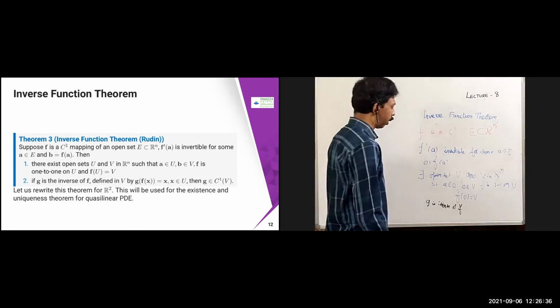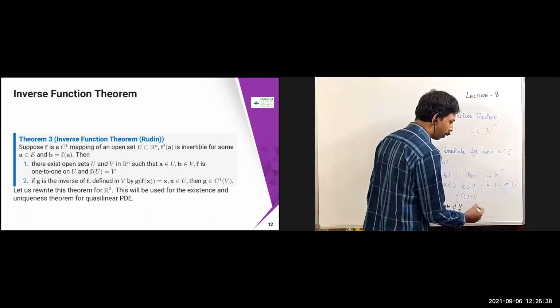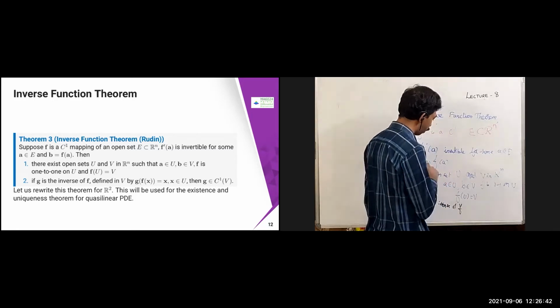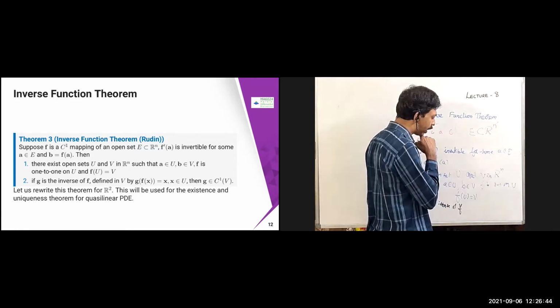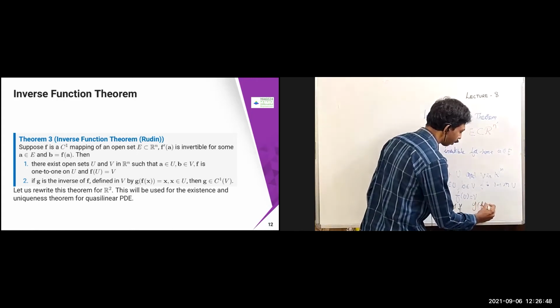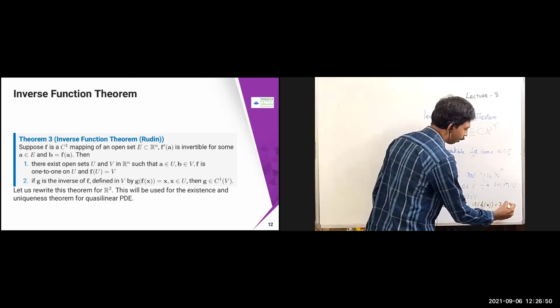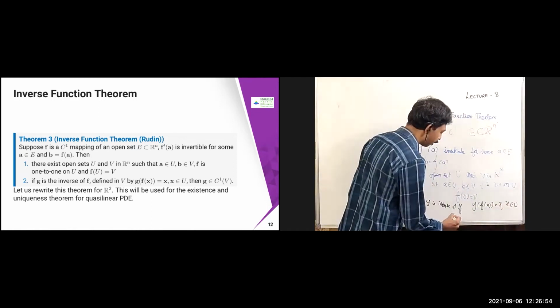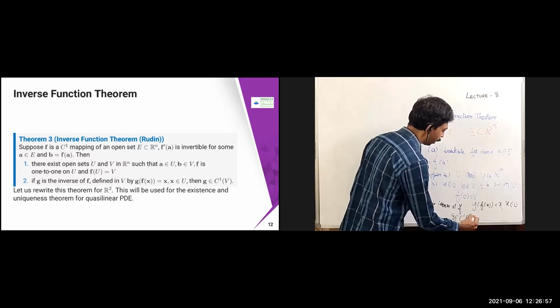Okay, defined in B. It is defined in B because G is the inverse of F. Since B equals F of A, I'm just defining it in B, such that G of F of X equals X, where X belongs to A. Okay, then G is in C1 of B.